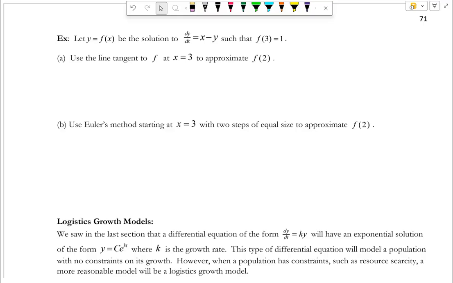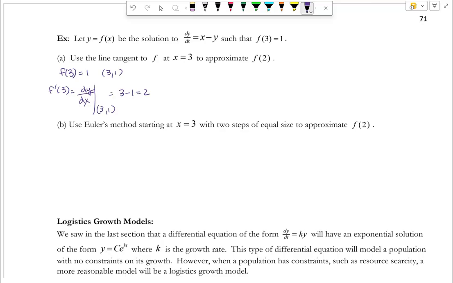So in part A, we're asked to use the tangent line of f at x equals 3 to approximate f of 2. So I know I need f of 3, and that is given to us in the problem. That's 1. So my point of tangency is (3, 1). And I need f prime of 3, which is the same as our derivative dy dx evaluated when x is 3 and y is 1. So I get x minus y, 3 minus 1 equals 2.